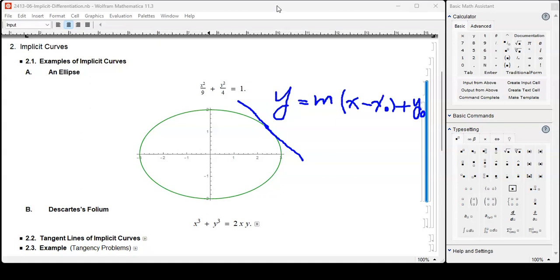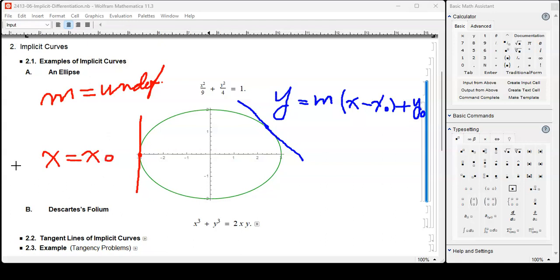But there are some cases where you end up with this kind of point, and the tangent line is a vertical line. In that case, you'll see m is undefined, and x equals something. This kind of situation did not appear for tangency problems for graphs. For implicit curves, you have to consider this.